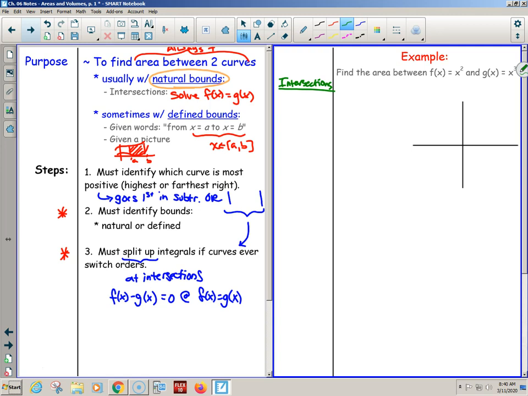Sometimes it's only possible on a calculator because it's going to be decimals. Sometimes we can do it by hand with things like factoring. If we take something like x squared equaling x cubed, without even a picture, we could go ahead and maybe do some factoring to help us out.